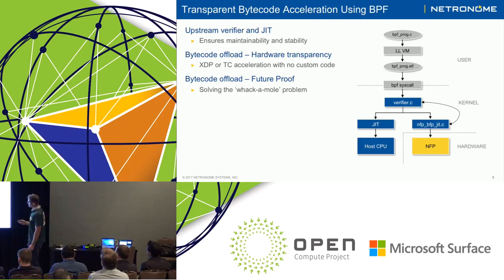What we've then done is, usually from the verifier, your program would go through the x86 JIT and from there get passed down to the host CPU. Now, what we've done is we've upstreamed into the kernel our own JIT. So now you can push your bytecode down into the kernel. It gets checked by the verifier. And then we have our own NFP JIT, which translates the bytecode into our NFP assembler. So we're effectively using the compiler you're already using, and then we're just translating the bytecode.